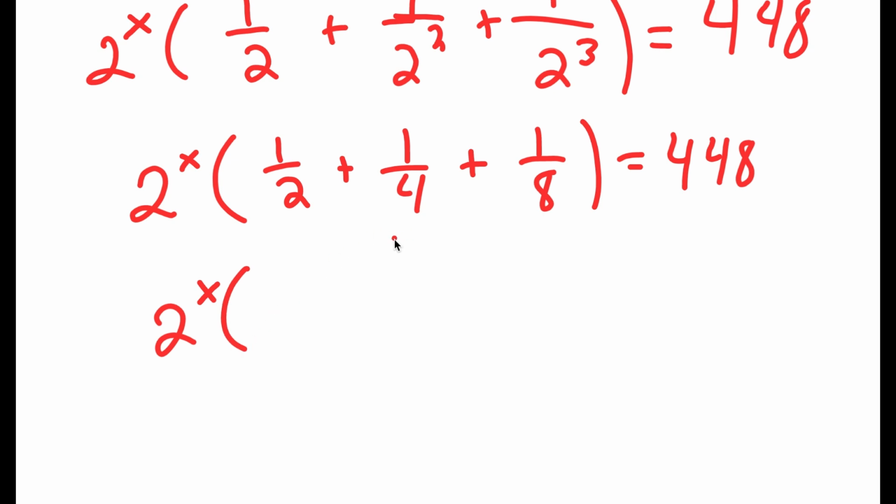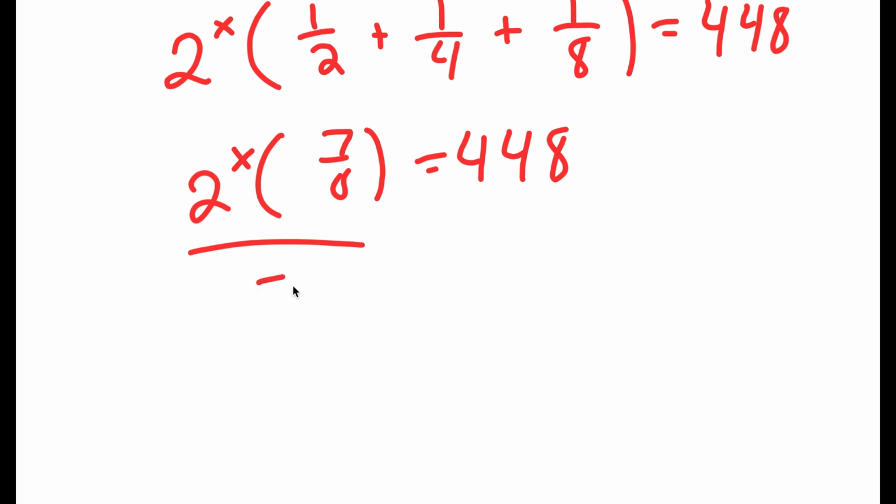Now 1/2 plus 1/4, that's going to be 6 over 8, which is equal to 3 over 4. And 3 over 4 plus 1/8, that's going to be 7 over 8. So now I have 7 over 8 times 2 to the power of x is equal to 448.